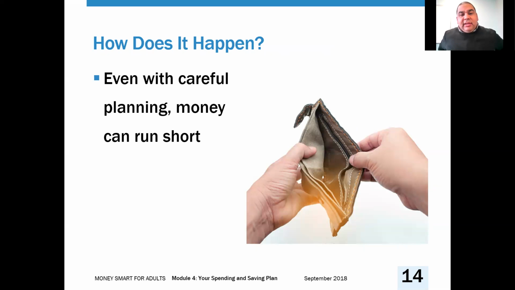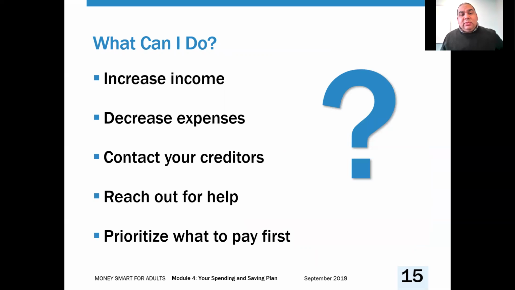So how does it happen? Even with careful planning, money can always run short. So it's good to start saving, and it's also good to plan your money as best as you can. So what can you do? You can increase your income, get more money coming into the household, decrease your expenses, make sure not as much money is going out, contact your creditors about this new situation that you have found yourself in, and reach out for help. There are organizations, nonprofits, city organizations, state organizations that are available that can help you make your monthly payments when it comes to rent and when it comes to paying some utility bills.